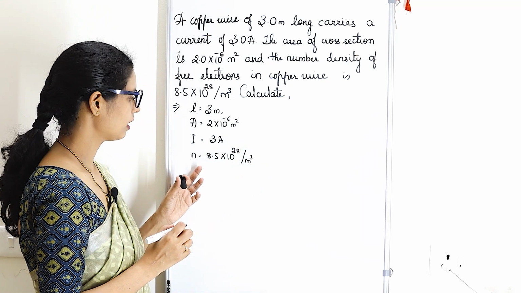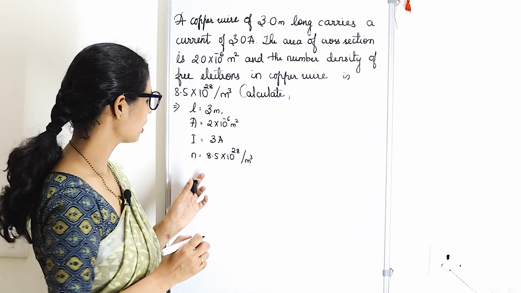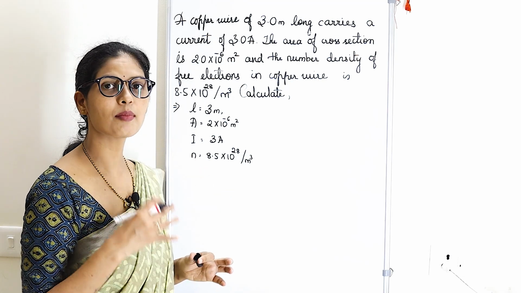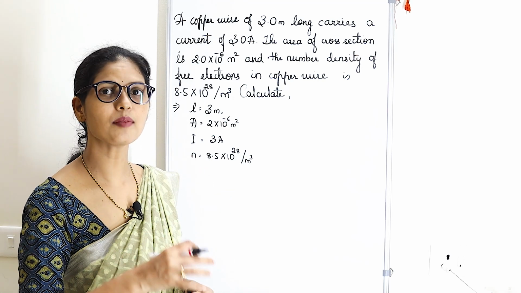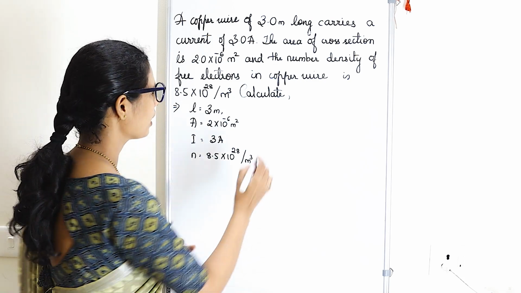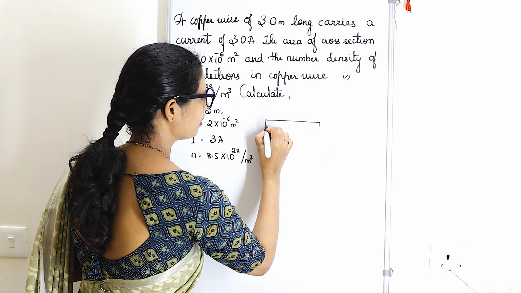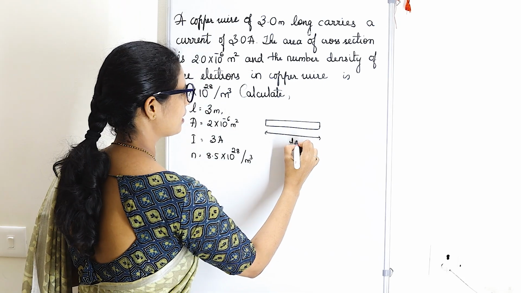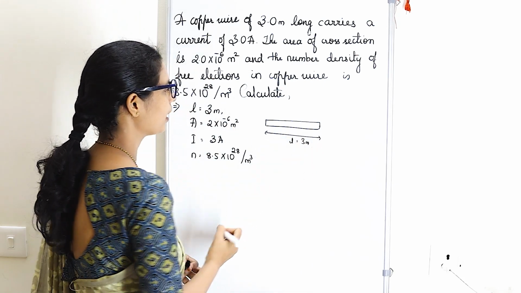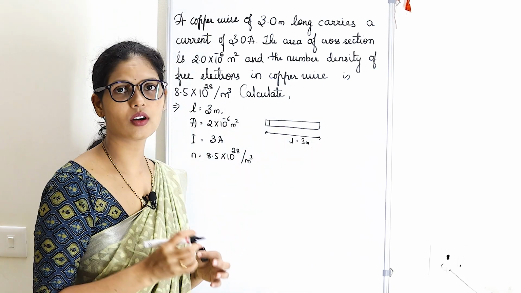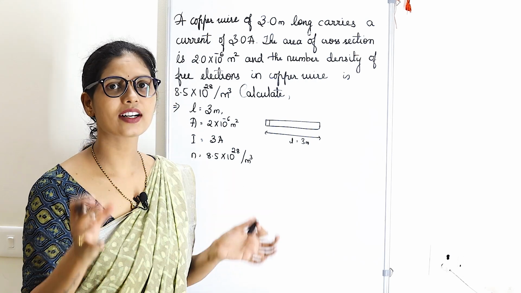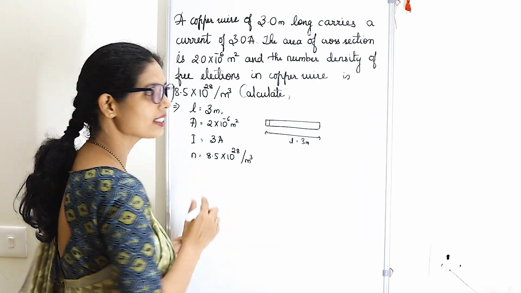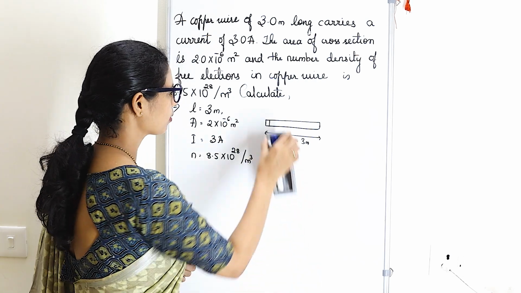So here the number density is basically the number of electrons present in per unit volume. Okay, if this is the copper wire and this is the length of the copper wire, that is 3 meter, let's say. Okay, so in 1 unit of volume, how much electron is present? So that is number density.